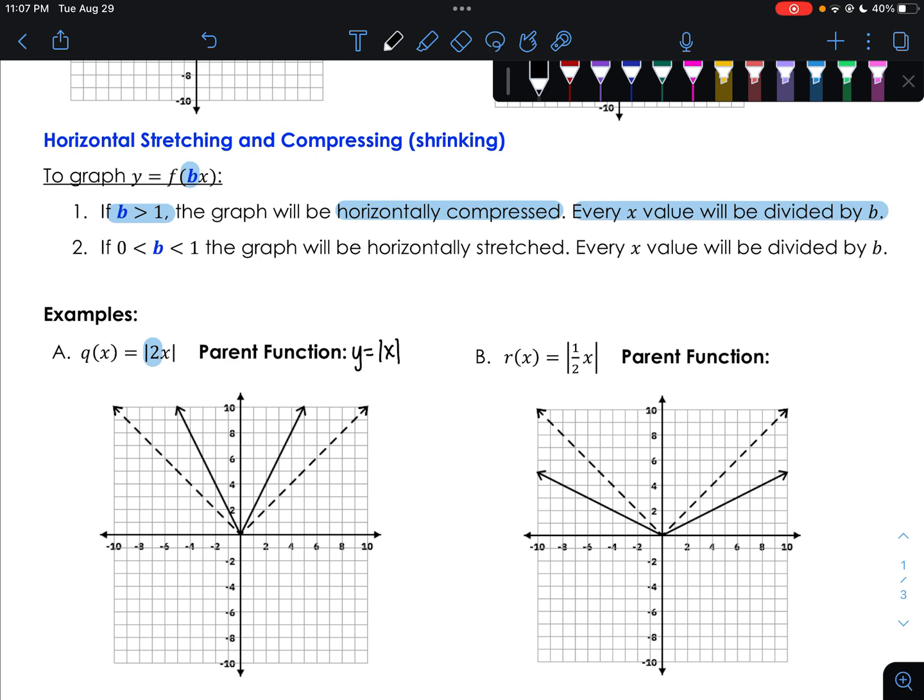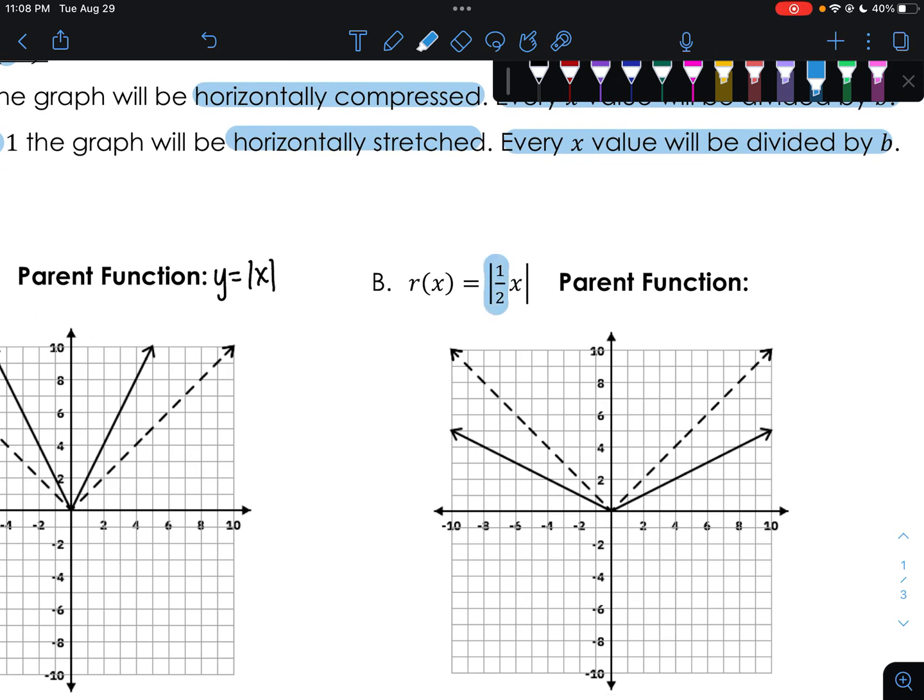Now, when b falls between 0 and 1, the graph is going to be horizontally stretched. So again, every x value is going to be divided by b. In this case, my b value is 1/2, which means it's horizontally stretched. My parent function is still the same, the absolute value of x.